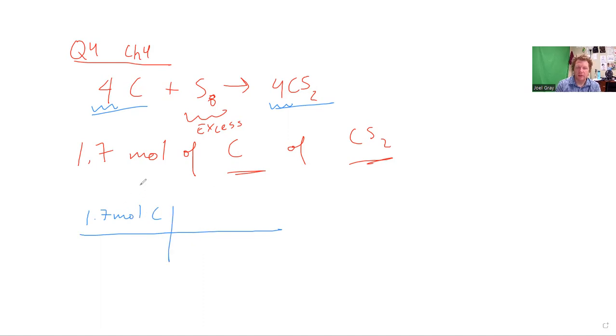Now, that's the amount that I've been provided with. Then what we know is the ratio from our balanced chemical reaction: 4 moles of carbon yields 4 moles of CS2. We did not deal with the S8 because it's in excess. It wasn't mentioned. We had no information about it. Now, 1.7 times 4 divided by 4 is 1.7 moles of CS2. And that's all there is to that sort of question.